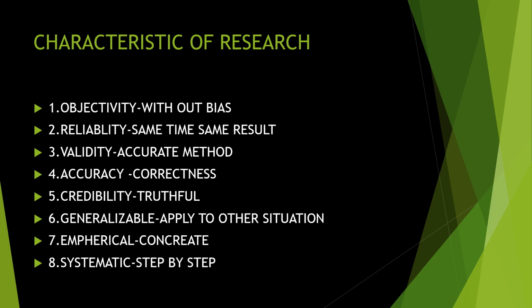Then accuracy. Accuracy means correctness. When we do a research work, it should be very proper and very accurate and very correct. And you should not assume and do. You should write what you have already got in your research paper. Okay. Next is credibility. That is truthfulness. We should find the truth. When you do a research, you have to find the truthfulness in it.